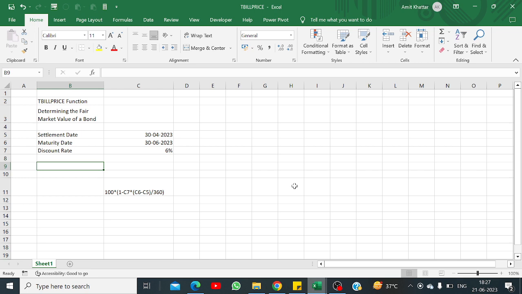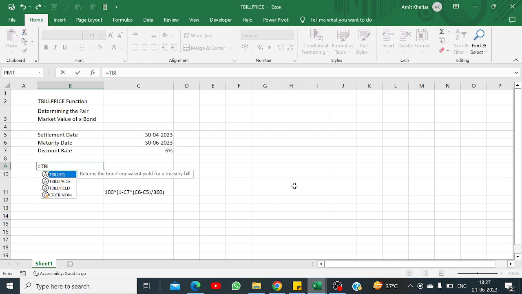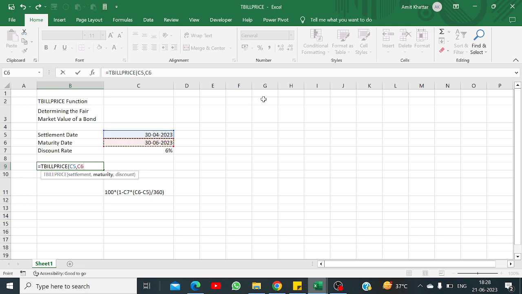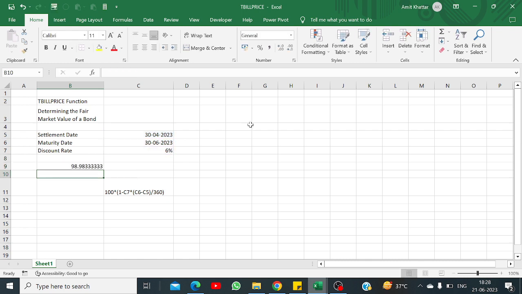So the information we have over here is the settlement date, maturity date and discount rate. In order to determine the T-bill price, we use this function TBILLPRICE, and this is the settlement date, then maturity and discount rate, which is 6%. So what we get is 98.98, wherein 100 is the par value.